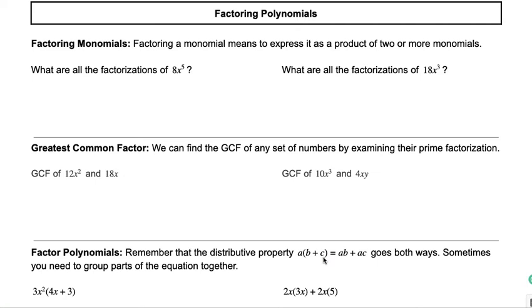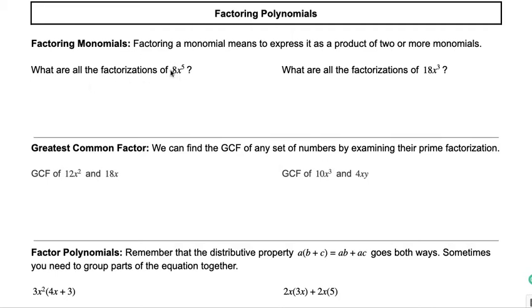Right, today we're going to look at factoring polynomials. So to start with, we need to look at factoring monomials, right? What we need to do is break down each term into essentially its prime factors. So we look at the coefficient and break that down to its prime factors, and then we list all of the factors of the variables, right?